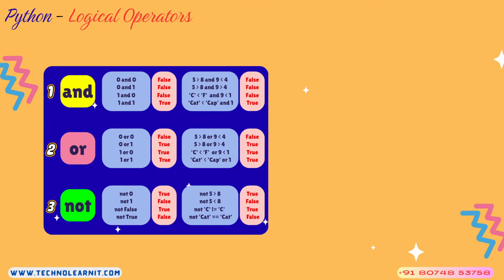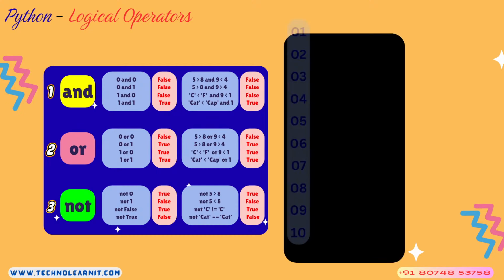And capital C is not equal to capital C. It is like a character is not equal to itself. No, which is false. Not false is true. So the result will be true. Cat equal to cat. Yes, cat is equal to cat. Not of true is false. So the result would be false.